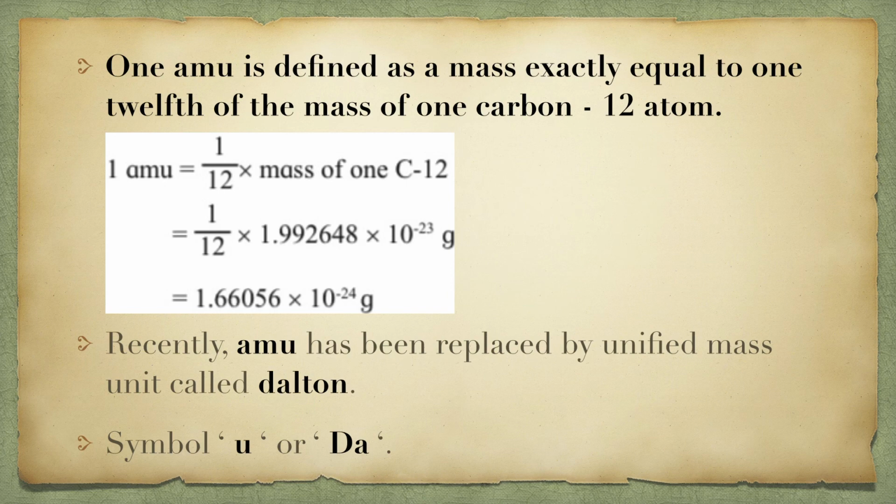Simply, 1 AMU is equal to the mass of 1 carbon 12 atom upon 12. Now what is the mass of 1 carbon 12 atom? It is equal to 1.992648 × 10^-23 gram. If I divide this by 12, I get the value 1.66056 × 10^-24 gram. So 1 AMU is equal to 1.66056 × 10^-24 gram.